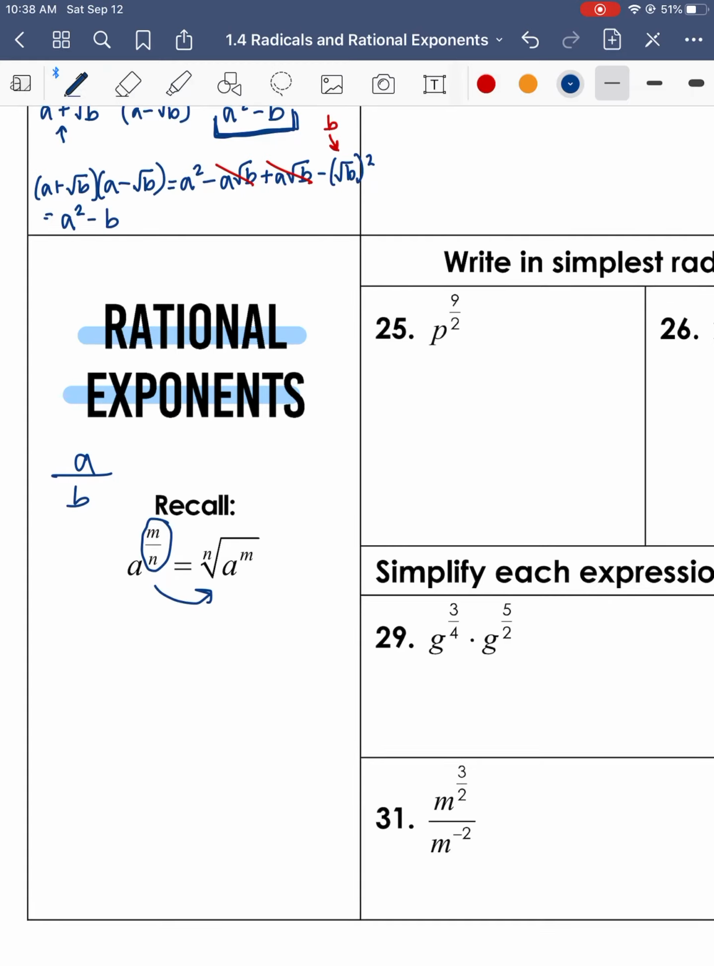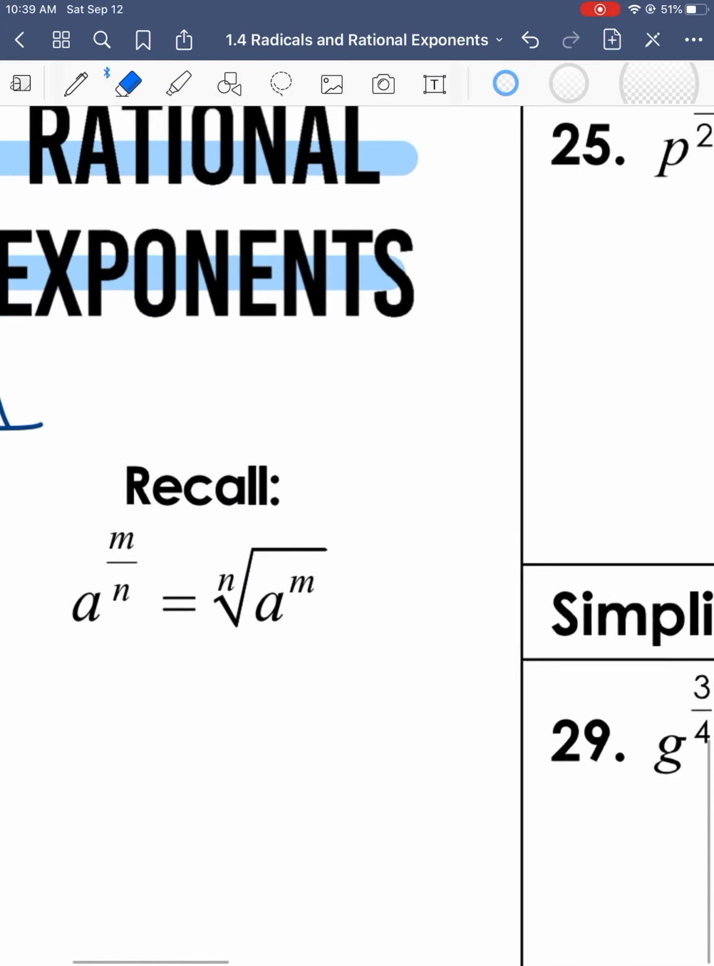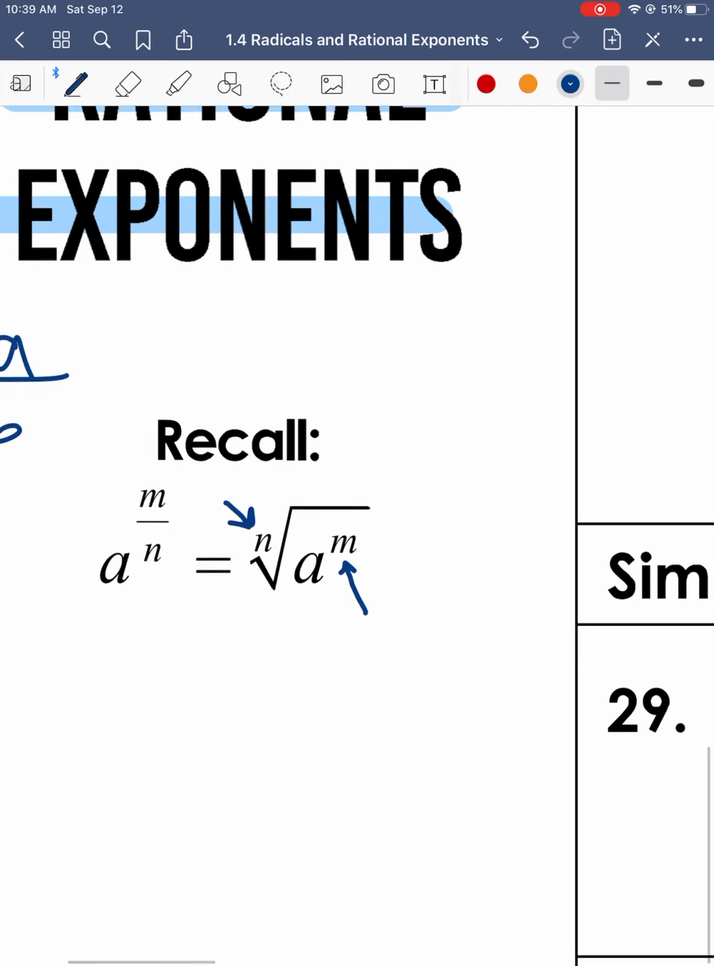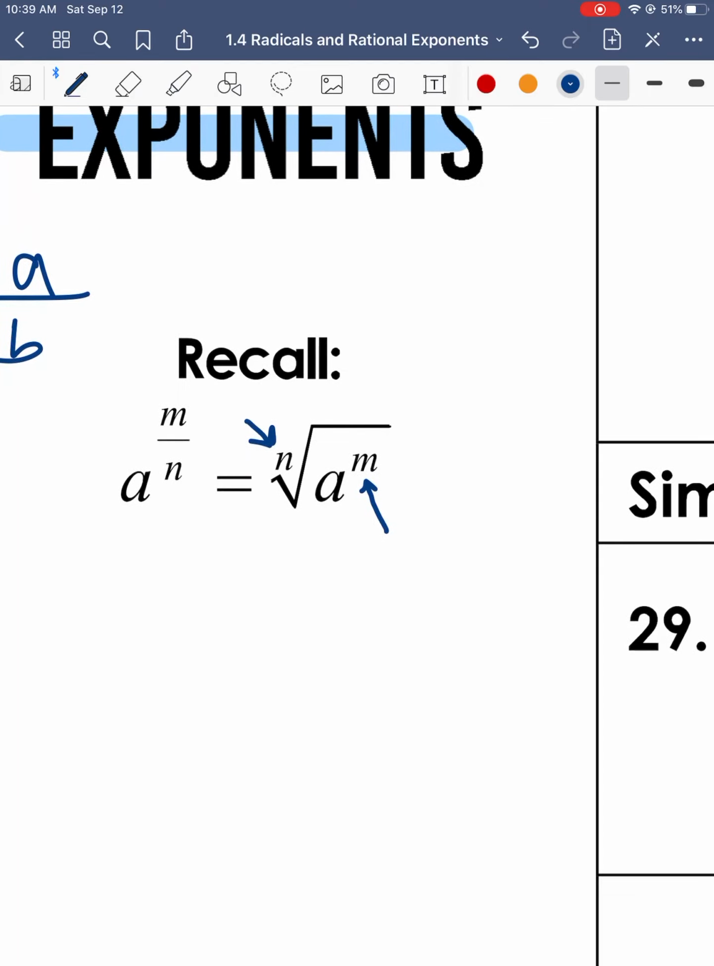Okay, so this is a very important rule or conversion or whatever you like to call it to remember. Okay, when you have a fraction as an exponent, the denominator will be what your root is going to be, and then the numerator is going to be the exponent of the radicand.